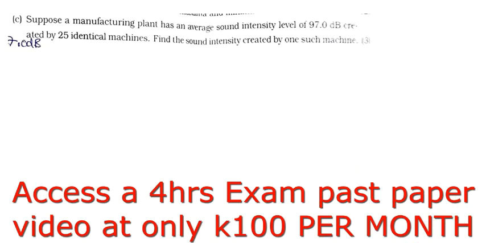So let's talk about this question which came in the 2023 exam. I don't know the number of the question, but it came in the final exam. The question is, suppose a manufacturing plant has an average sound intensity level of 97 decibels created by 25 identical machines. Find the sound intensity created by one such machine.